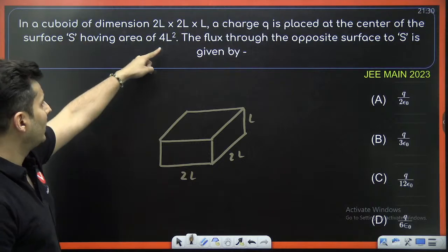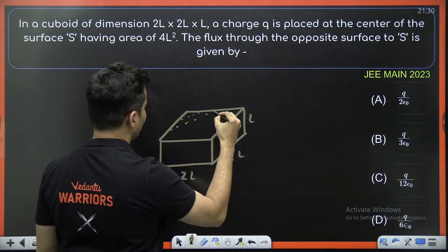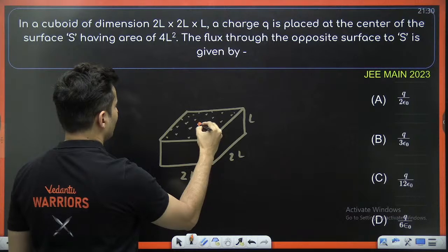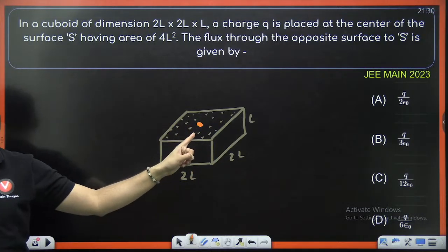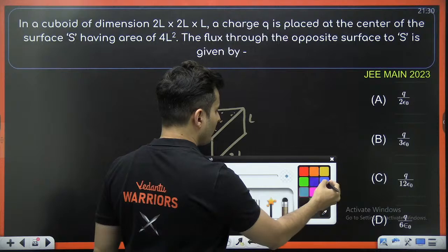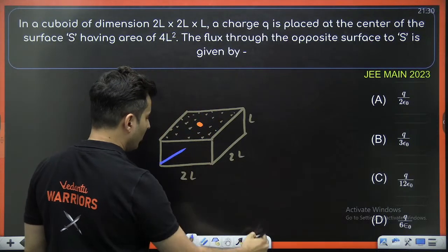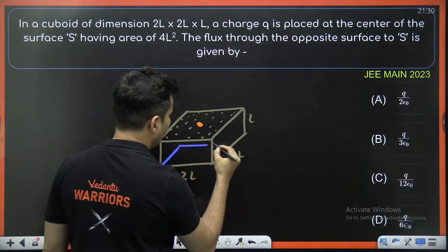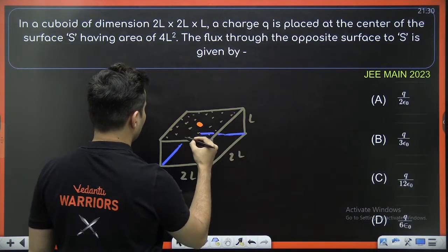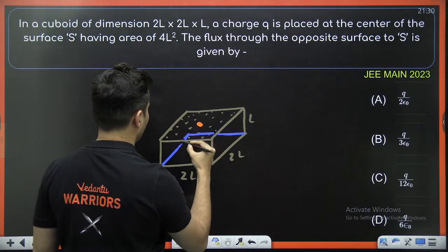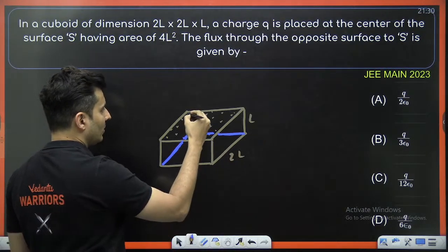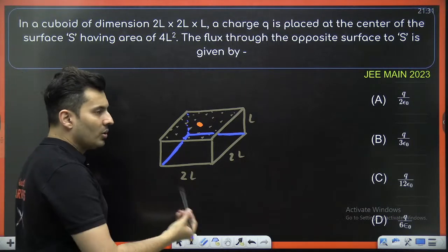On a surface area of 4L square, 4L square is this one. At the center of it, you are putting a charge on the top face. Everybody is able to visualize it? Okay. What is the flux through the opposite surface? Meaning, they are asking you, guys, through this bottom surface, the opposite of this, which is bottom, right? So it will look something like this, I guess. So through this bottom surface, what do you think is the flux? That's the question. So how do you do that?